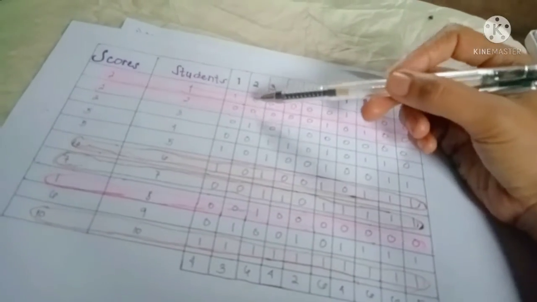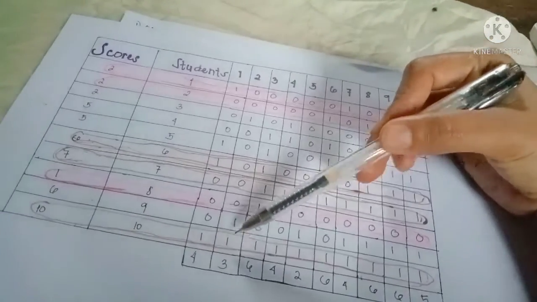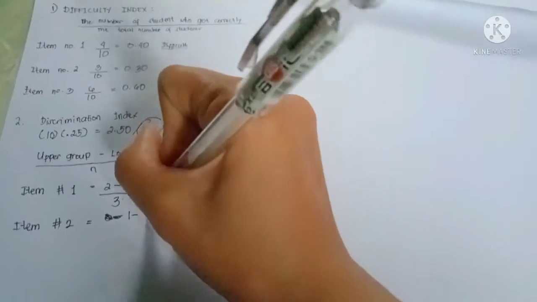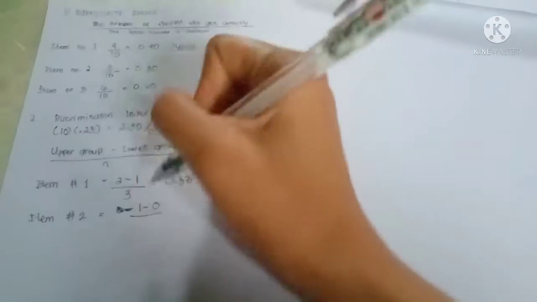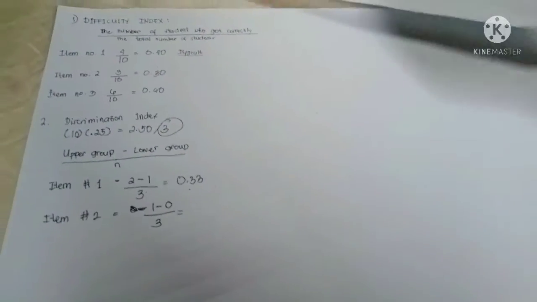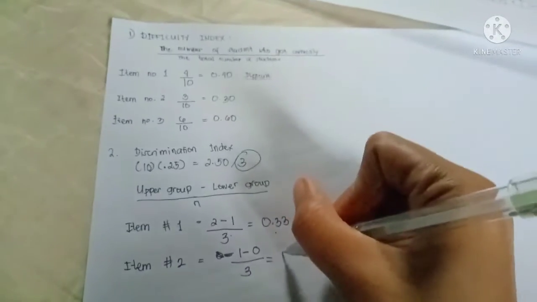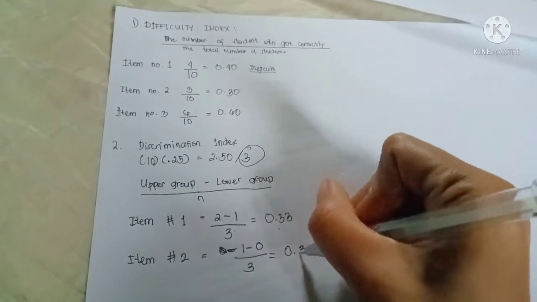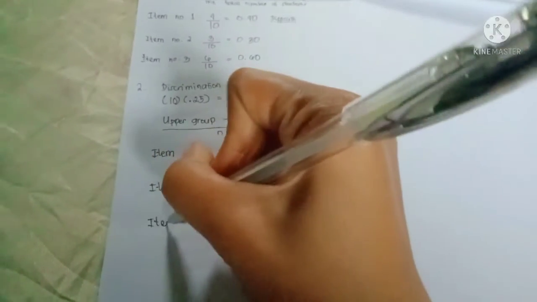Minus 2 students from the lower group. We have here in item number 2, 0 students who can't get a correct answer, divided by 3. So we have 0.33 again. And let's proceed again to item number 3.